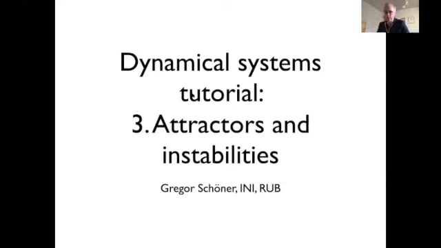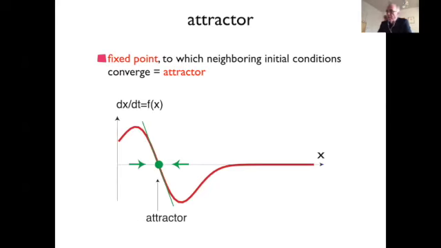of the third part of that tutorial. So now comes the interesting stuff. Attractors and their instabilities. I have previously, in a couple of cases already, talked about something special about this intersection point. We call that a fixed point.